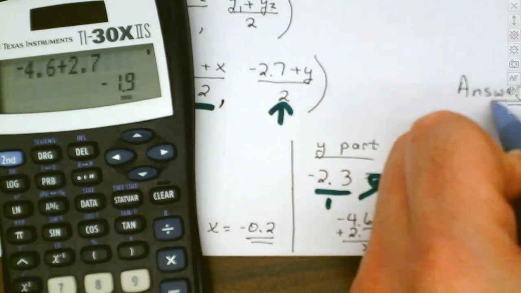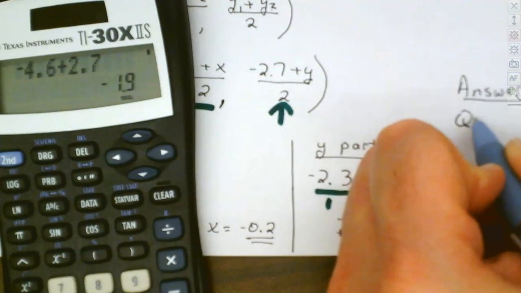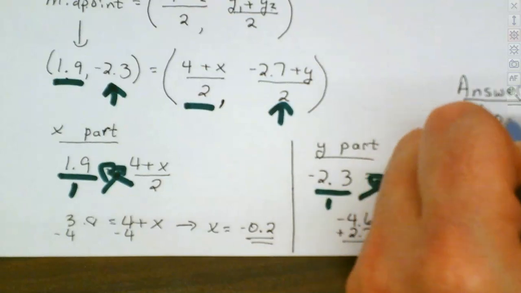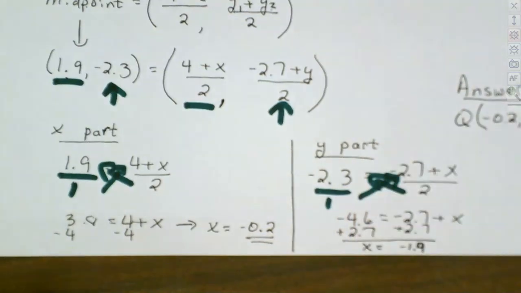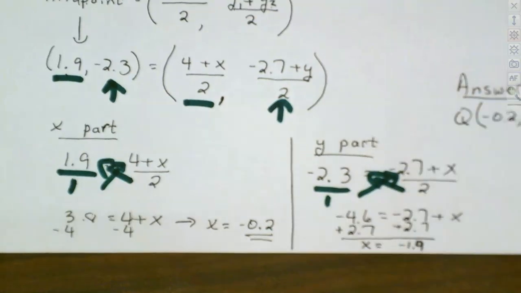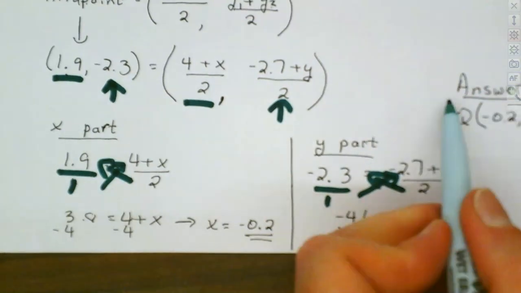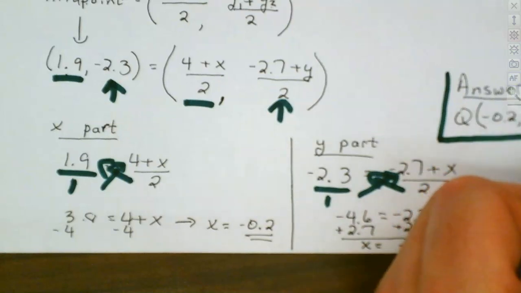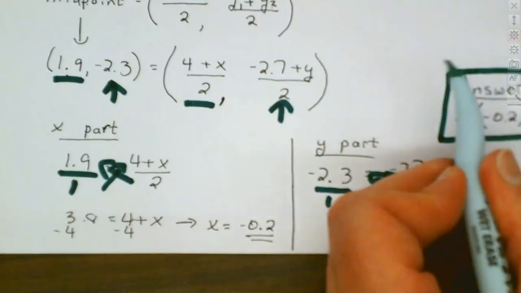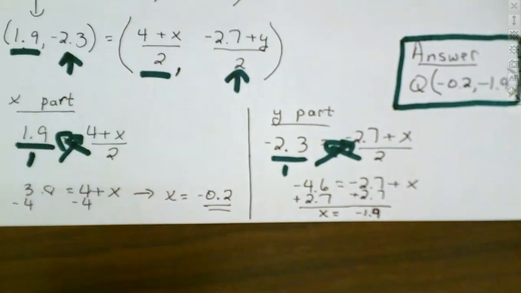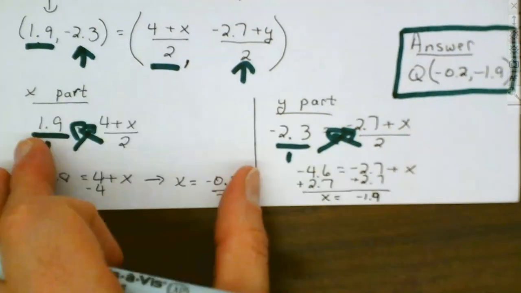What would the answer then be? All right, the answer as an ordered pair would be minus 0.2, comma, minus 1.9. That is going to be your final answer as an ordered pair, and that's what we wanted. We did want the other endpoint Q. So let me adjust this a little bit here.